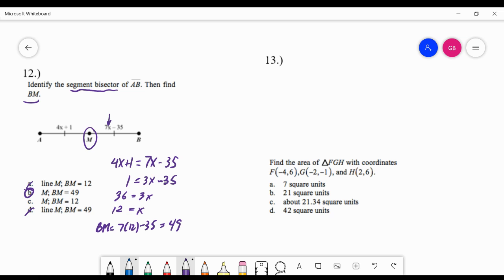All right. Find the area of triangle FGH given those coordinates here. Okay. This type of question will not be on the test, so we're going to go ahead and skip number 13.